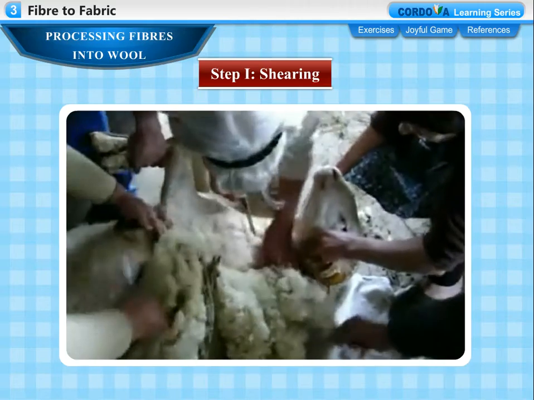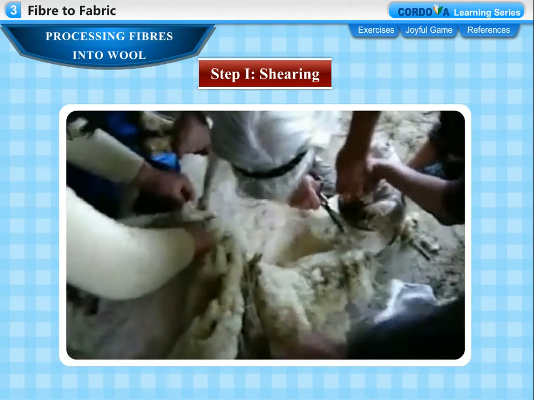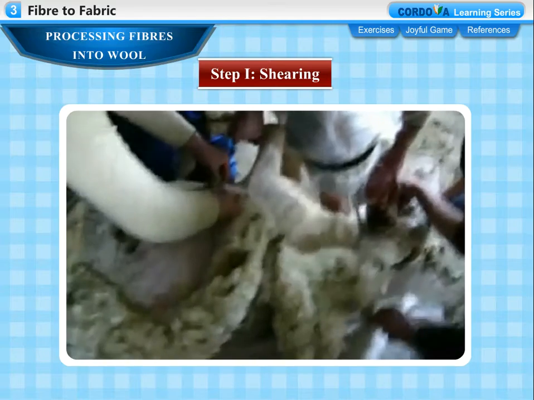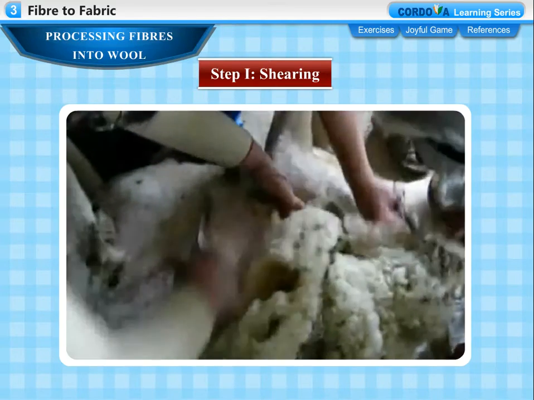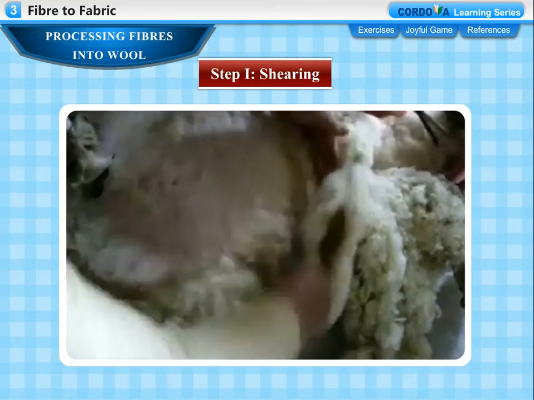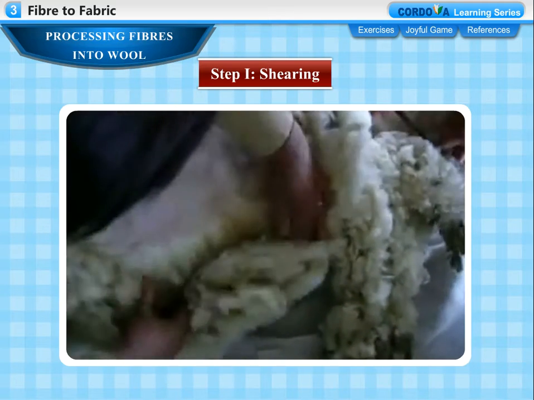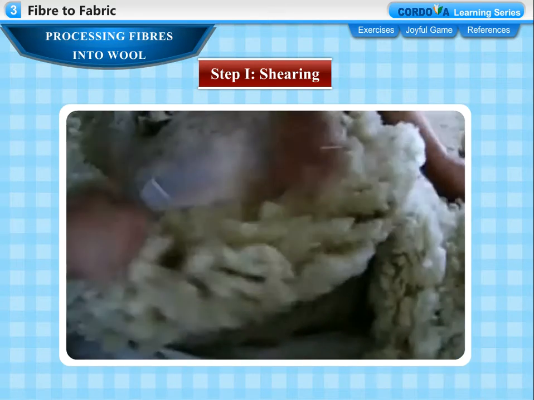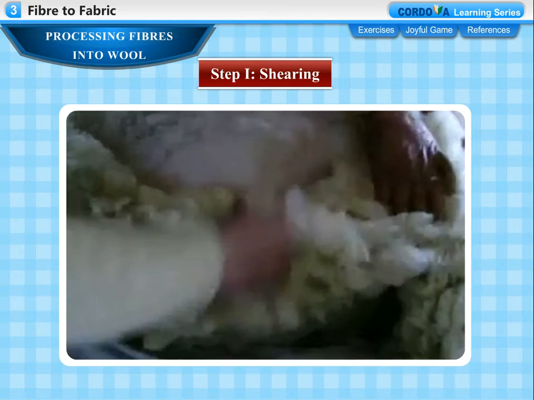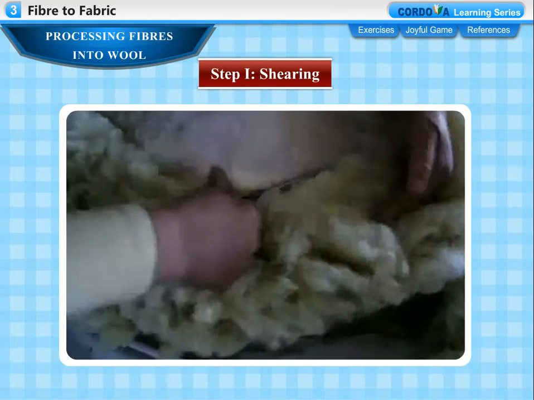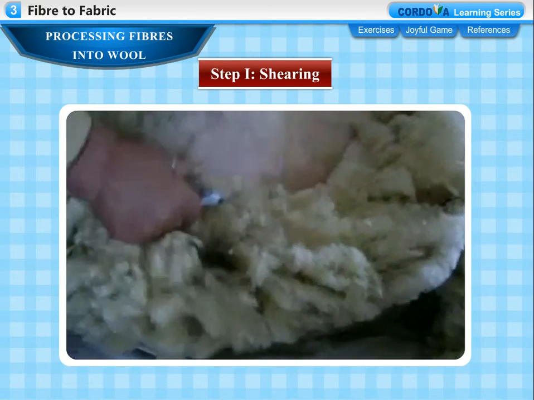It is done manually with a large razor or with an electrically driven shearing machine. The process of removing hair from the body of a sheep is called shearing. Shearing does not hurt the sheep because the uppermost layer of the skin of sheep is dead.